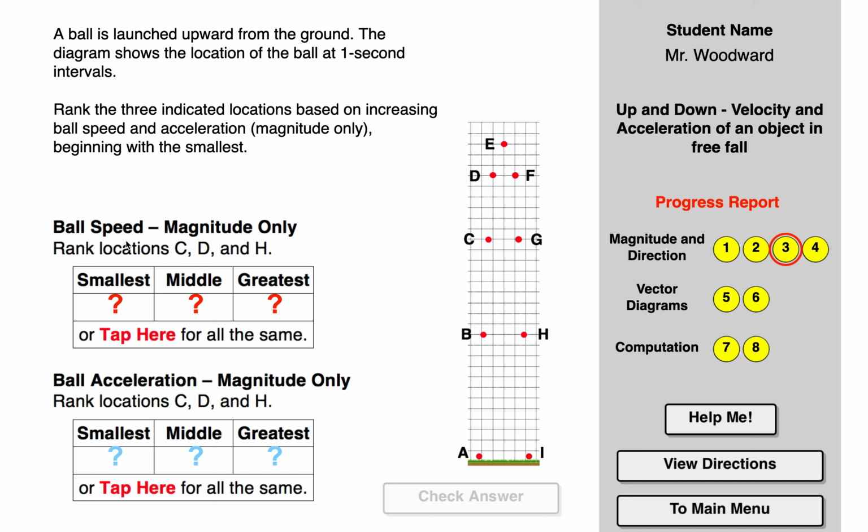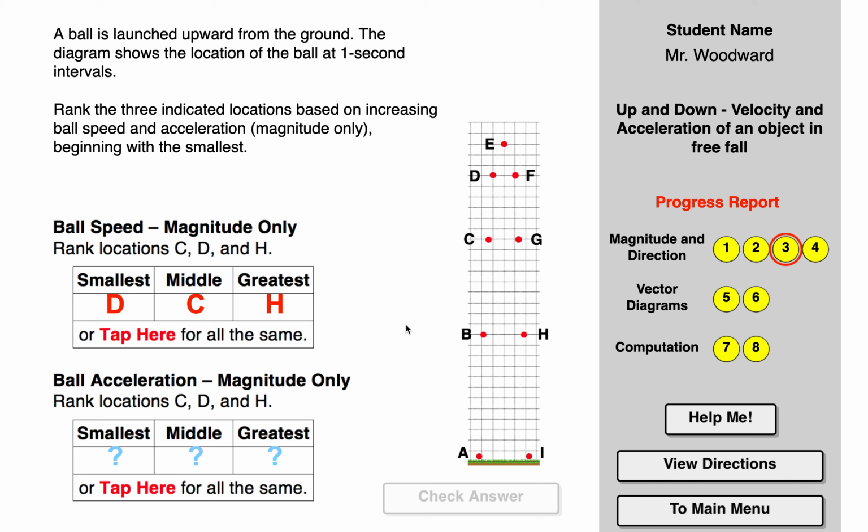So when we're ranking the ball speed, we know that the ball is going to slow down as it rises, reaching zero speed here, and speed up as it falls back down. So the maximum speeds are going to be here, the minimum speed is going to be at the top. So when we're looking at C, D, and H, well, D is the highest above ground, so D will be the smallest velocity. C is in the middle, and H is the lowest to the ground, so that's going to have the fastest speed.